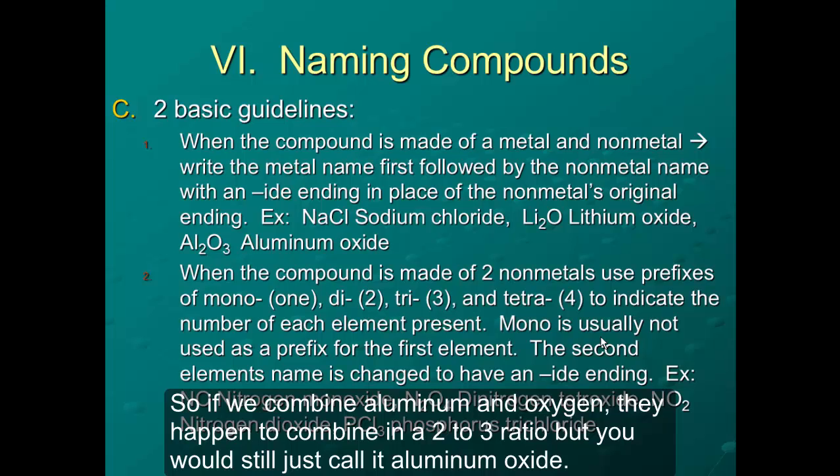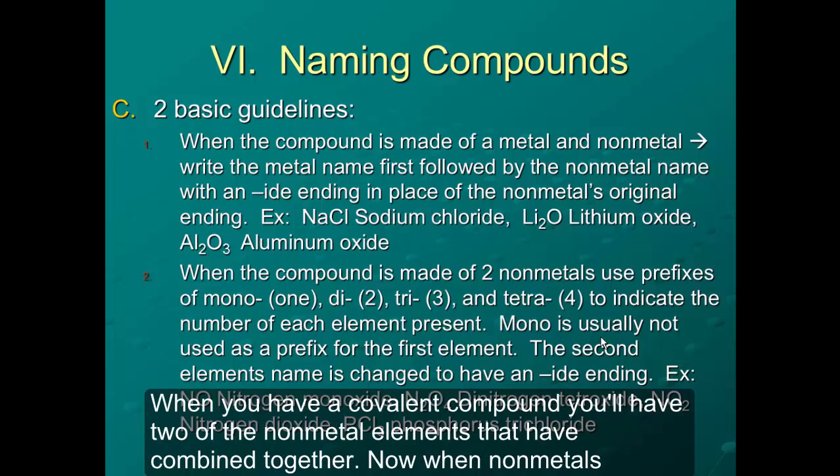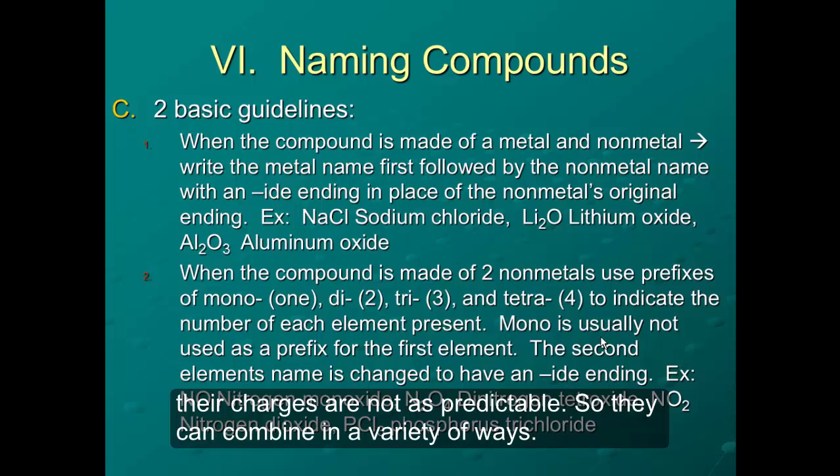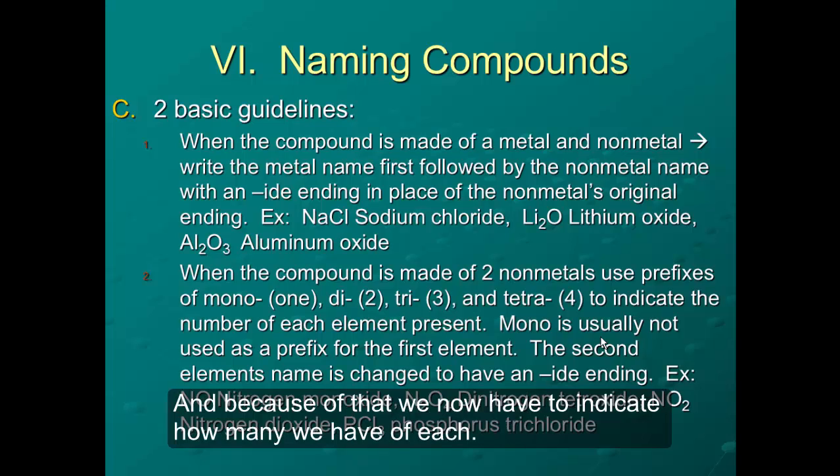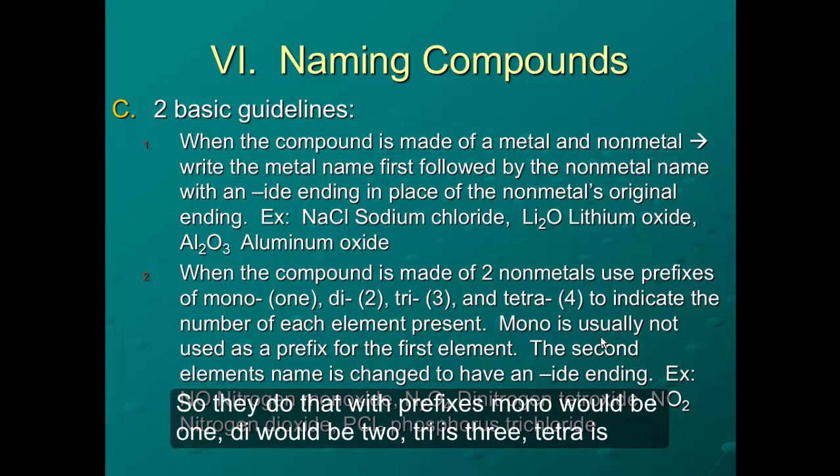When you have a covalent compound, you'll have two of the nonmetal elements that have combined together. Now, when nonmetals combine with other nonmetals, their charges are not as predictable. So they can combine in a variety of ways. And because of that, we now have to indicate how many we have of each. So they do that with prefixes.